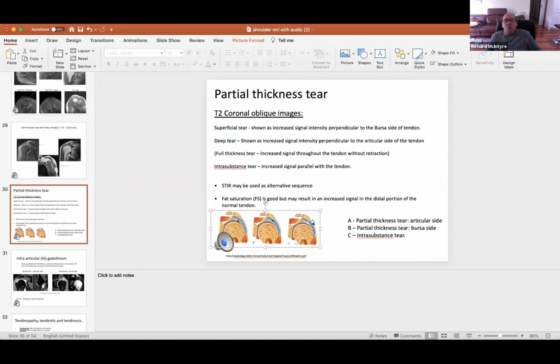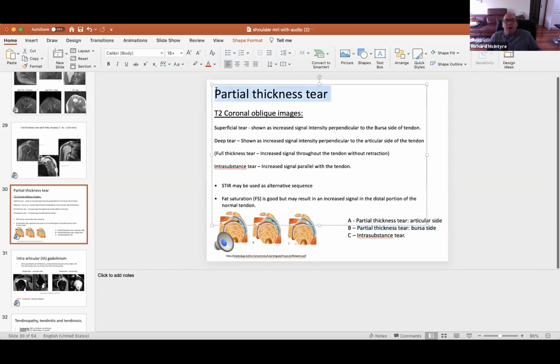Or it could be a superficial tear, which is on the outside of the tendon, as shown there in the middle, or the bursa side of the tendon. So there's the three partial thickness tears. Why do we care? They've got a tear. They're going to need the same treatment.